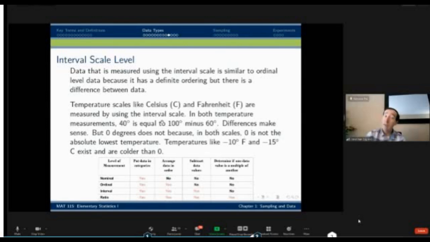Okay? Temperature is interval level because 0 is not the absolute lowest temperature. We can, of course, have temperatures below 0. We've had some here recently. Temperatures like negative 10 degrees Fahrenheit or negative 15 degrees Celsius do exist, and they are below 0. So 0 is not my minimum, and therefore interval is the best I can do.